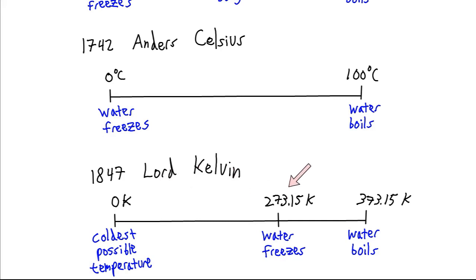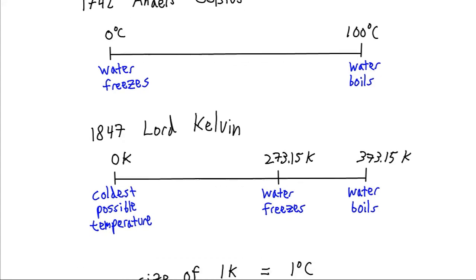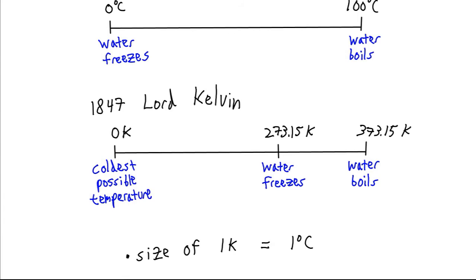273.15 is the temperature at which water freezes. And then all the other temperatures are also shifted by that 273.15 quantity. So the temperature at which water boils is 373.15 Kelvin. And the size of these kelvins is the same as the size of a Celsius. So the amount that your thermometer rises because you've increased its temperature will be the same in the Kelvin scale as in the Celsius scale.